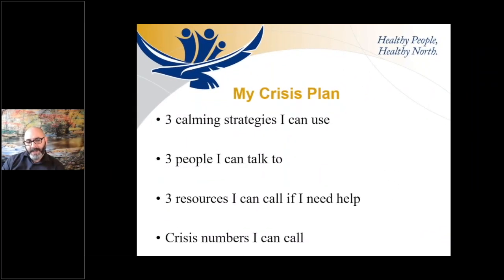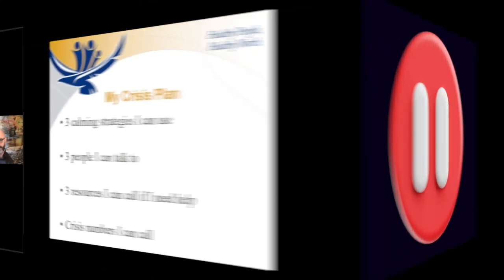Okay, so now that you've done that, three people I can talk to. That can be a friend, a family member, a counselor. You know, write down any three that you think might even be a possibility.